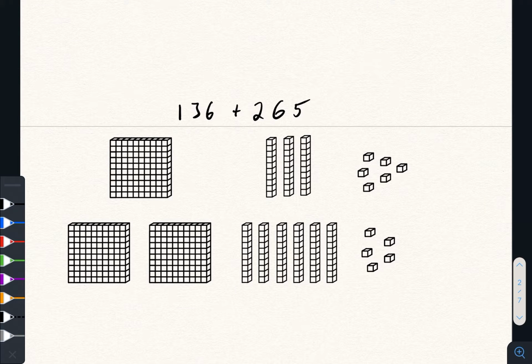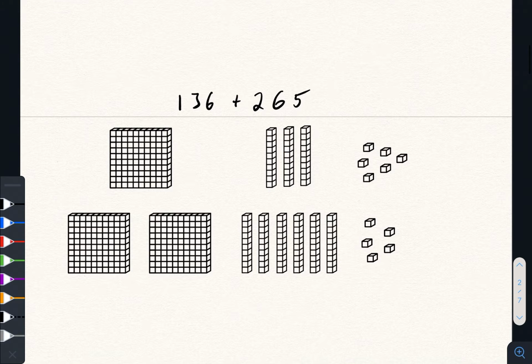If I want to do 136 plus 265, so I have 100, 3 10s, 6 extras, and then 200, 6 10s, and 5 singletons. And if I want to combine all of these, we're going to very quickly notice that we're going to have to do a bunch of exchanges. So I like to go right to left. This is what happens when we do our standard addition algorithm as well, when we line everything up and then add things.